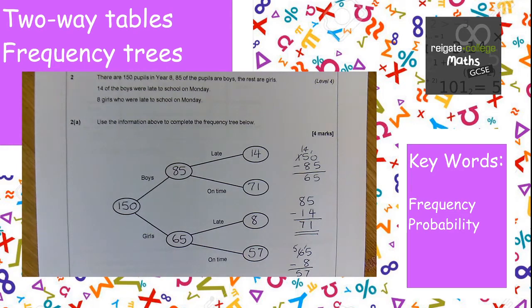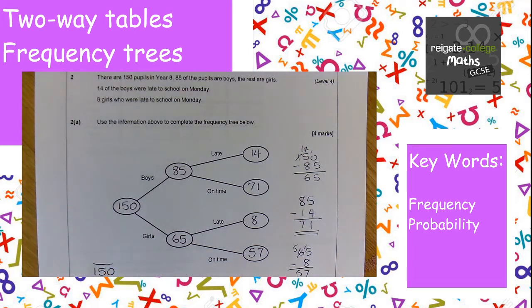But this is a two-part question, as questions very often are with regard to two-way tables and frequency trees, and that's a probability question. Now I'm asked, what is the probability, if a pupil was chosen at random, that they are a girl who arrived on time? And we know probability is always written as a fraction. So if a pupil is chosen at random out of the entire group, we know that this fraction is going to have a denominator of 150 because that is the entire group.